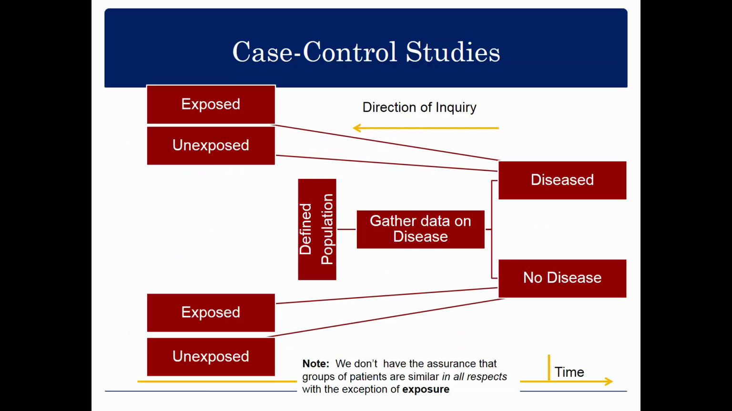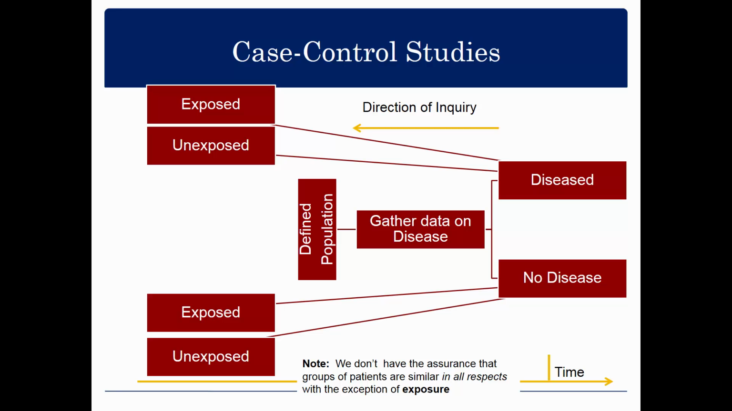Why are they good for studying rare diseases? How are you defining your groups? Their disease status. Yeah, exactly. You know they have the disease. You don't have to wait and see if they're going to get it. So if it's a rare disease, if there's only 100 people with it, try to get all those 100 people's information. Try to get them to agree to participate.